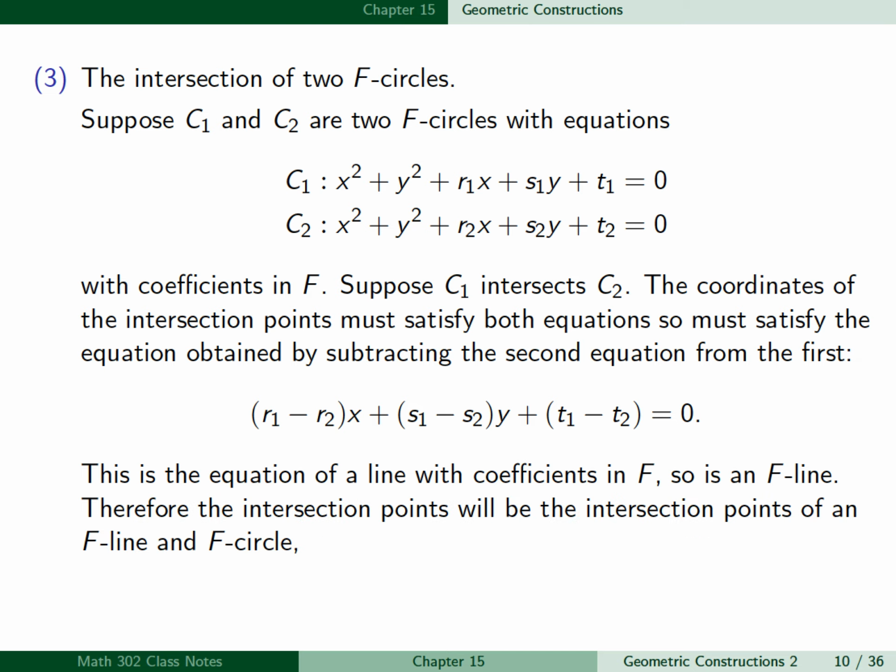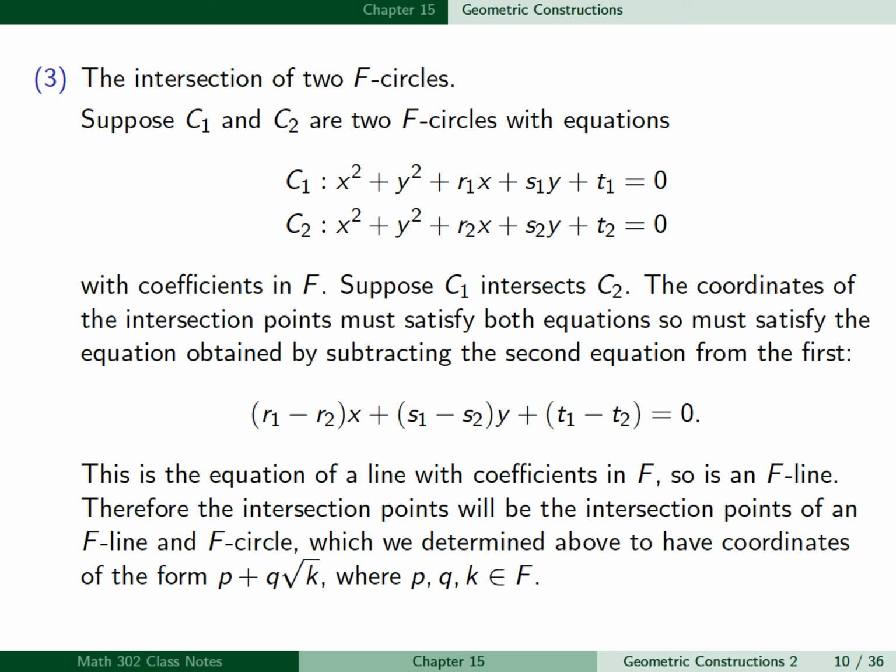And this is the equation of a line with coefficients in F, so it is an F line. And therefore, the intersection points will be the intersection points of an F line and an F circle, either C1 or C2, which we determined above to have coordinates of the form p plus q times the square root of k, where p, q, and k all belong to F.